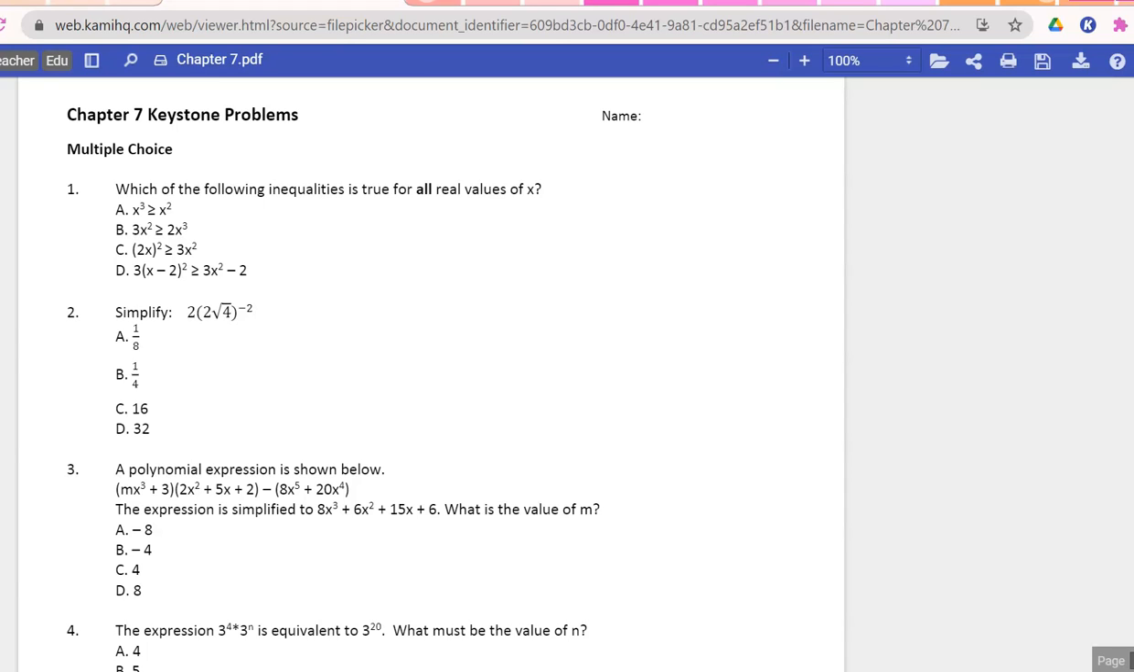Monomials and polynomials. Remember the first thing we started with in chapter 7, we talked about the exponent rules. Then we got into polynomials. We talked about adding, subtracting polynomials, multiplying polynomials. This is where we talked about FOIL. So all those things happened in chapter 7.